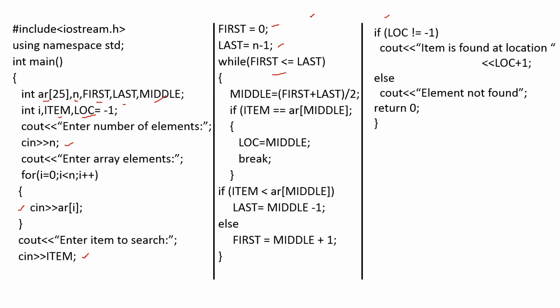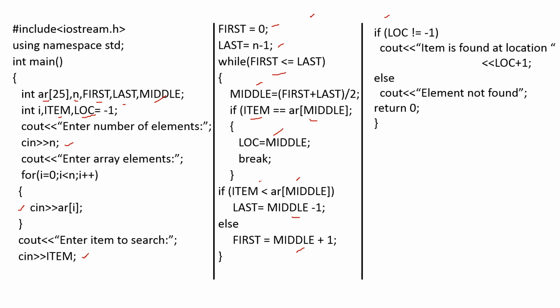Then, if first is less than or equal to last, that is the normal condition because of ascending order, first should always be less than or equal to last. You are checking whether the range is valid. If so, you find the middle value, and then the item is compared with the element in the middle position. If both are same, you can store the middle position and come out. Else, you check whether the item is less than the middle element, then last is equal to middle minus 1, else first is equal to middle plus 1.